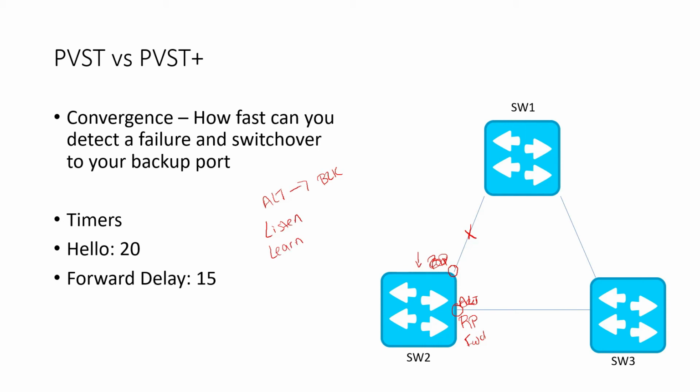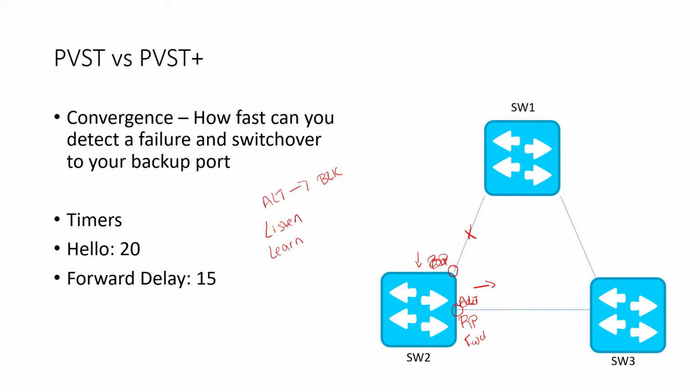Listening is when the switch is listening for BPDUs on the port. Learning is when the switch is learning MAC addresses on the port. But you can't just go from blocking to forwarding when you're dealing with legacy per VLAN spanning tree. You first have to go from blocking to listening, listening to learning, and learning to forwarding. Then you can start sending traffic out of that port. Here's why that is a problem.